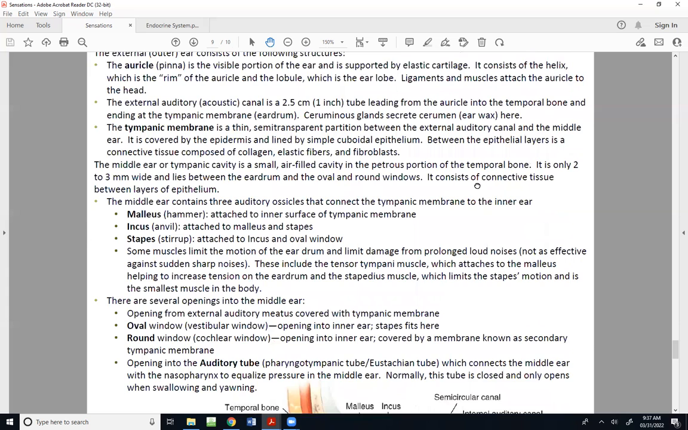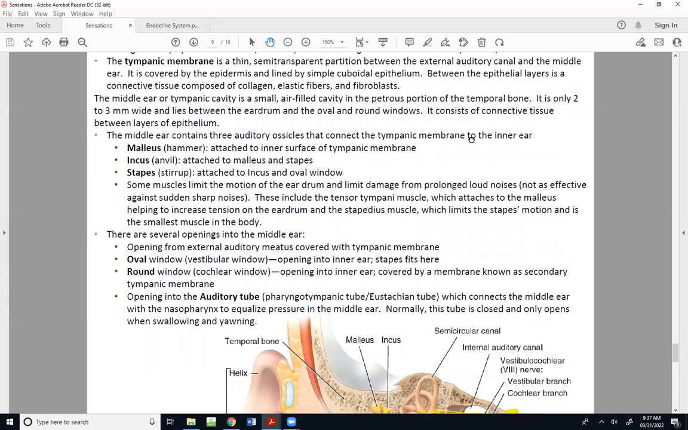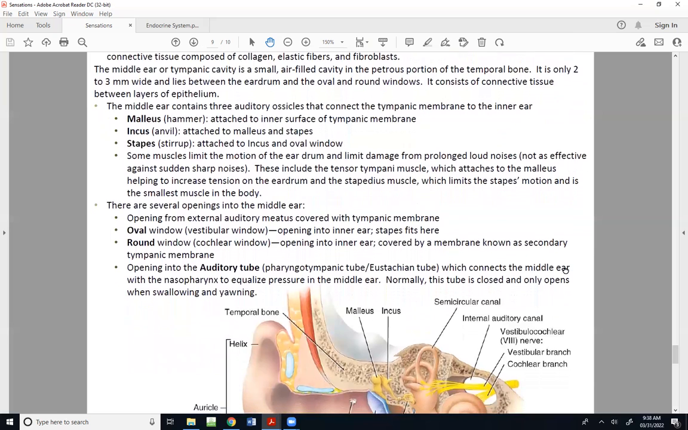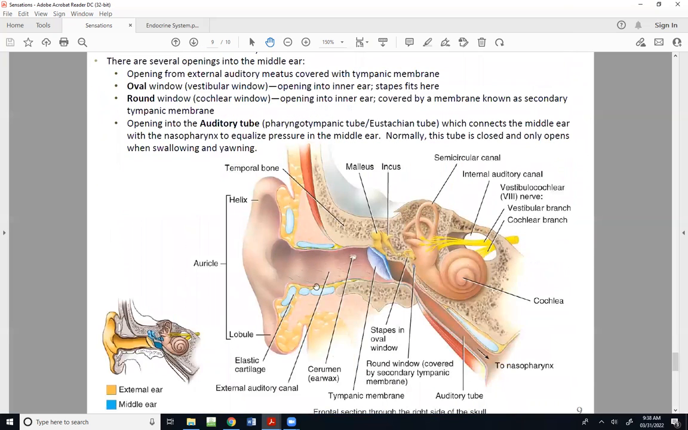A little bit more about the tympanic membrane. Once again, that's your eardrum, a thin, semi-transparent membrane or partition between the external auditory canal and the middle ear, covered on the outside by the epidermis. So it's just like our skin on the outside, and then lining it is simple cuboidal epithelium. Between those layers is connective tissue with collagen, elastic fibers, and fibroblasts. Okay, so those are the structures of the outer or external ear.